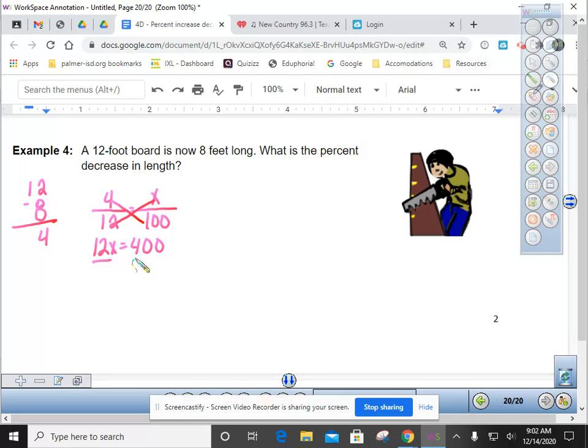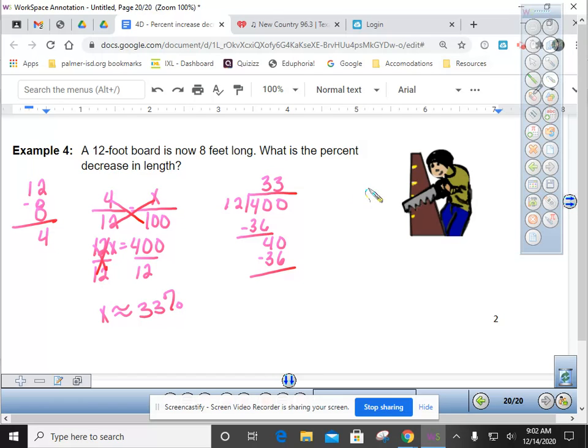What do we do from here? You divide by 12 on both sides. Perfect. What's going to happen here? It's going to repeat 3. Good. So I would just put x is about 33%. How are we doing so far? Good. If you have any questions, let me know.